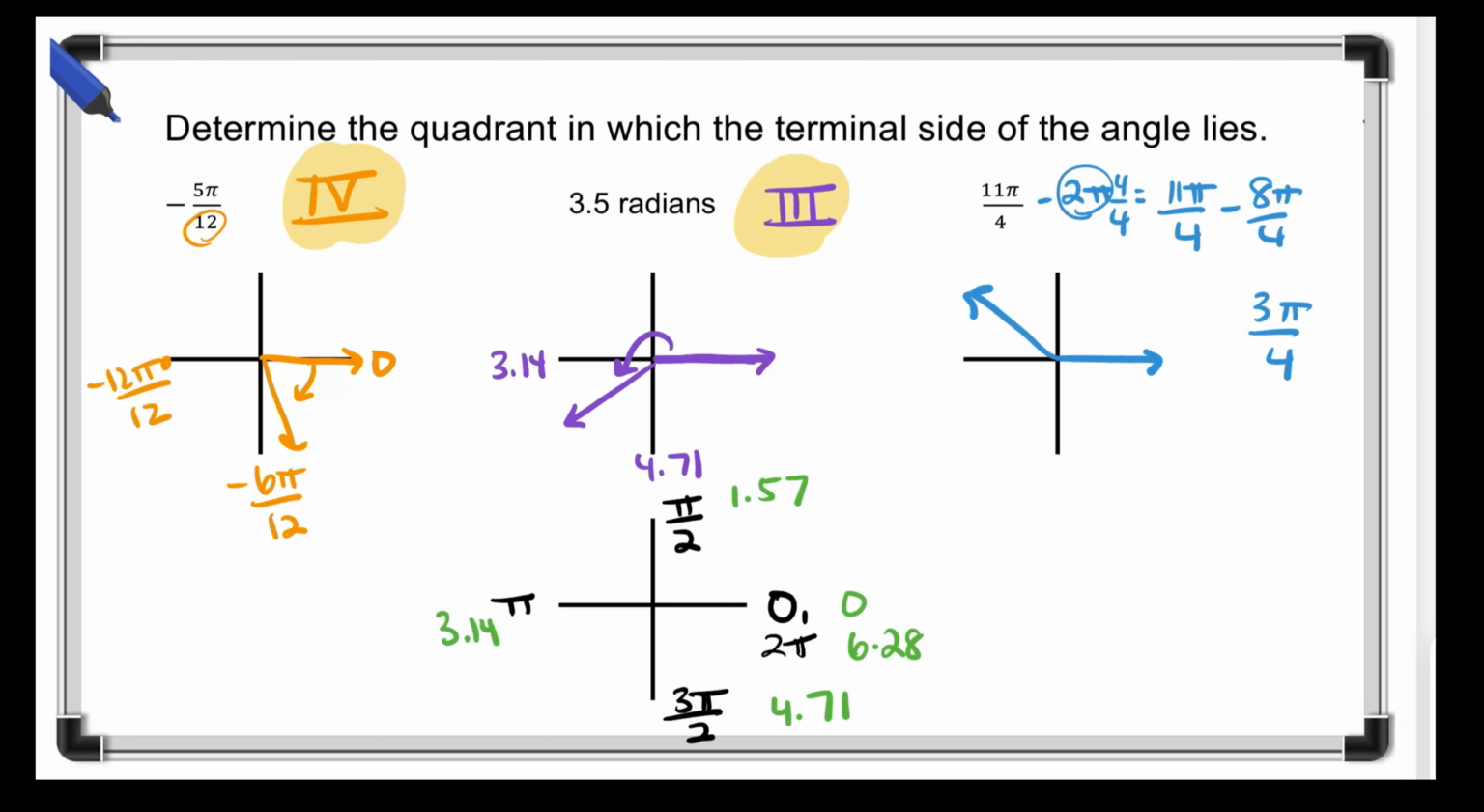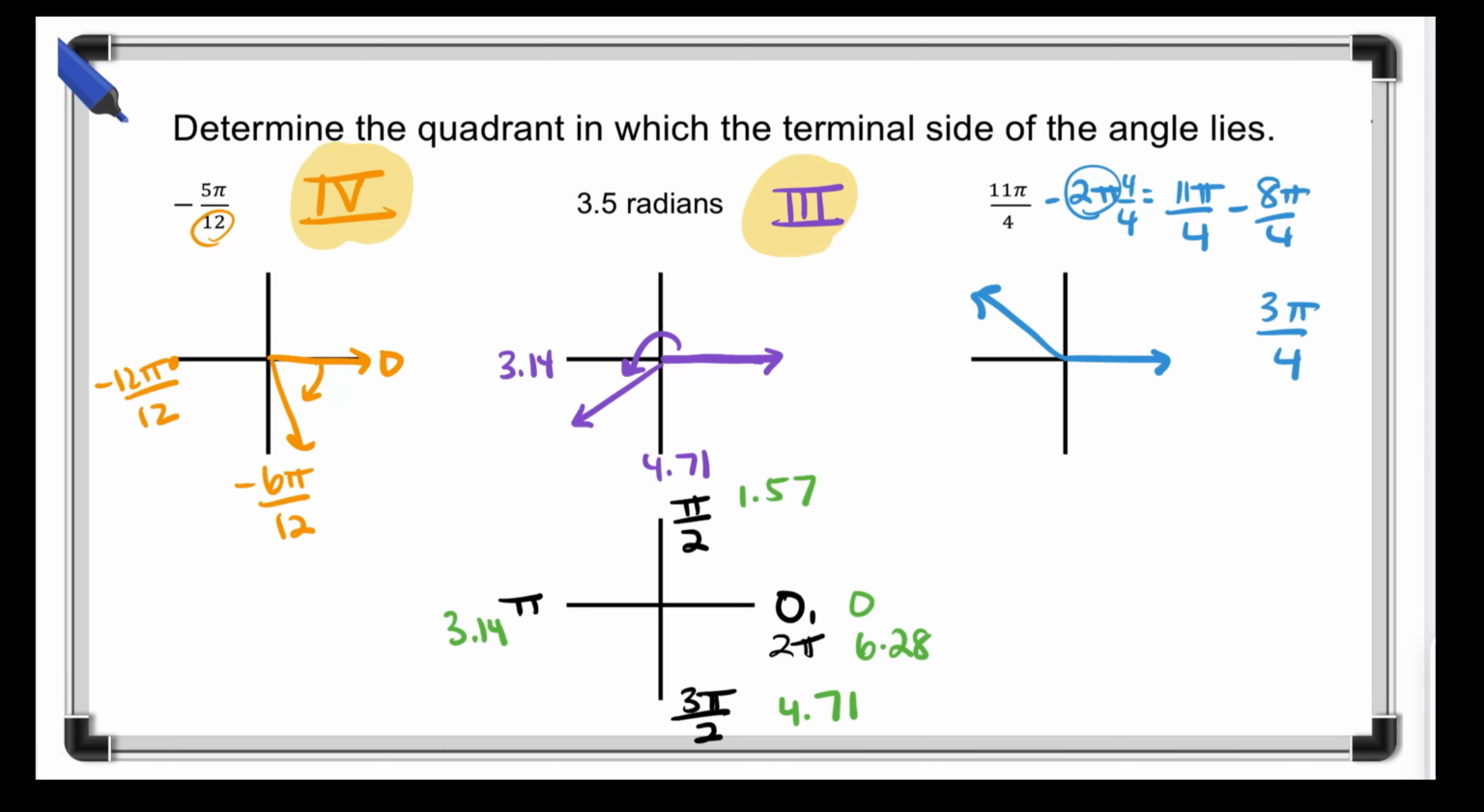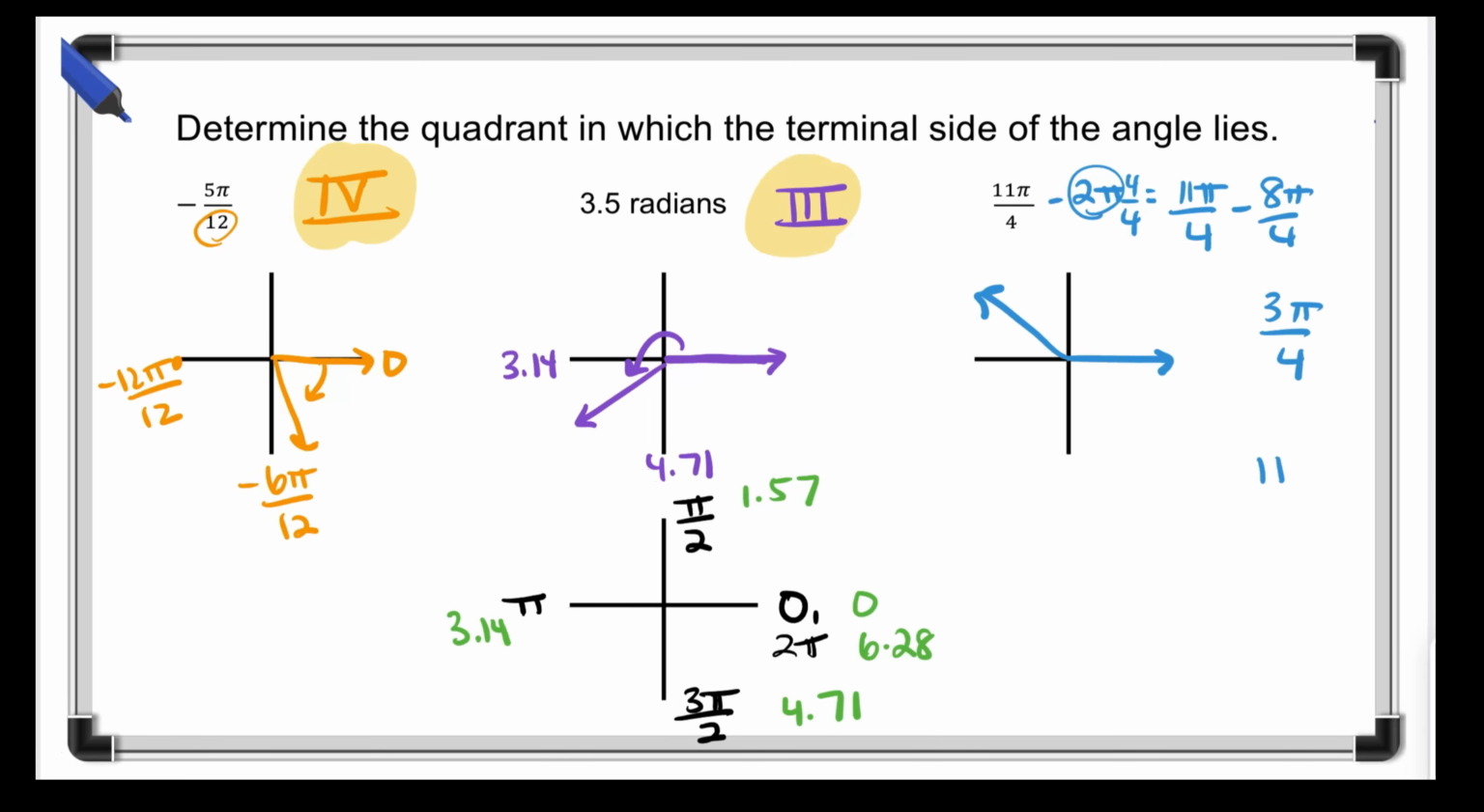3 pi over 4, we know is going to land in quadrant number 2. But when you go ahead and draw your angle, you are thinking, okay, I got one full rotation around. That was the 2 pi, one full rotation. And then I'm going to land right in quadrant number 2 to get 11 pi over 4.